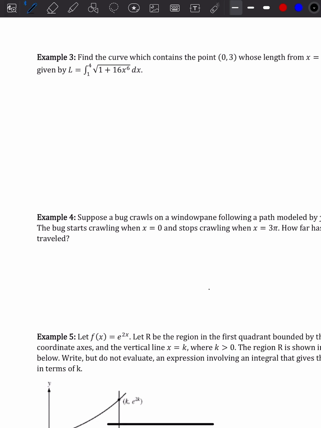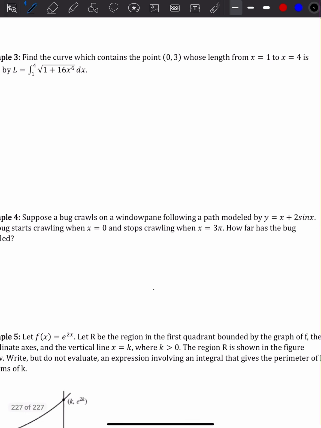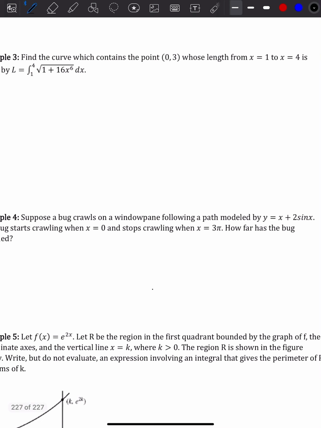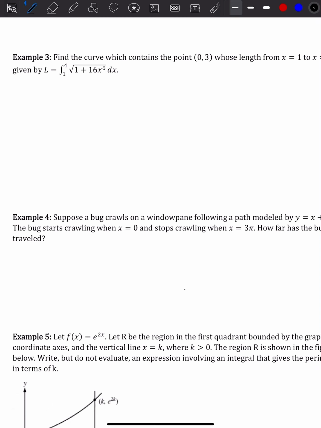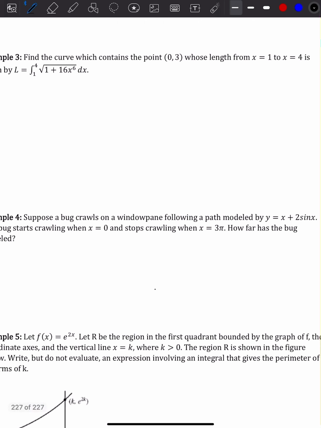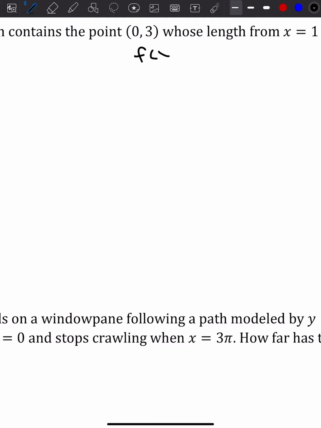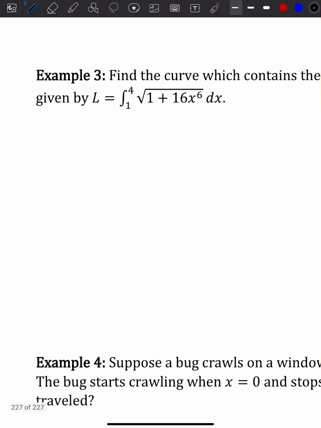Find the curve which contains the point (0, 3), whose length from x equals 1 to x equals 4 is given by L equals the integral from 1 to 4 of the square root of 1 plus 16x cubed dx. Okay, so we want to figure out what f of x is. So our goal is to figure out f of x. We are given this here. So one of the first things we want to remember is that this is our arc length formula.